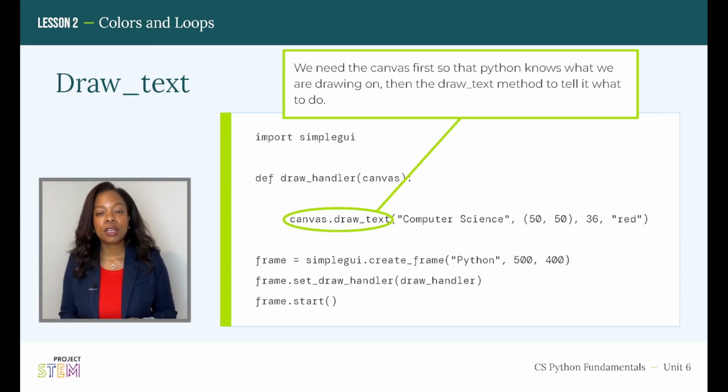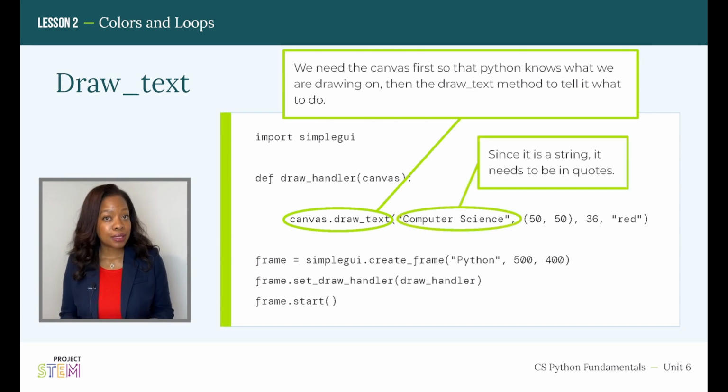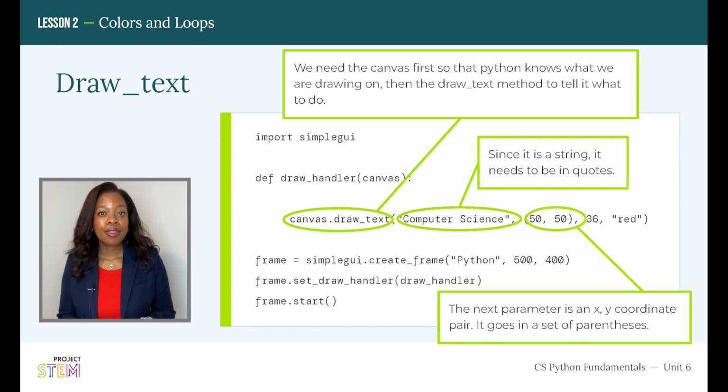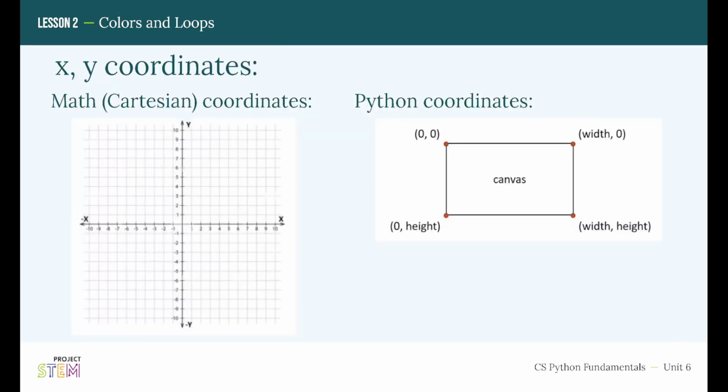Let's have it print computer science. And since it is a string, it needs to be in quotes. Then the next parameter is an X-Y coordinate pair. It goes in a set of parentheses. You have heard of X-Y coordinate pairs before in math, and this works similarly. The X position deals with the horizontal position of the text, and the Y deals with the vertical position.